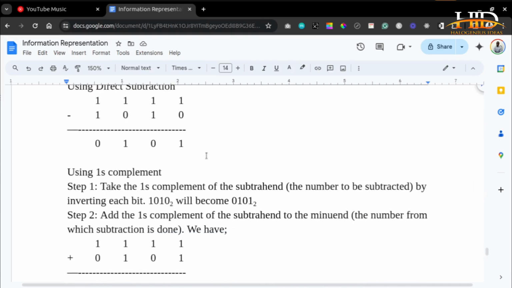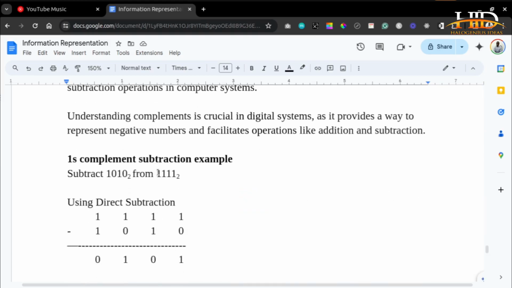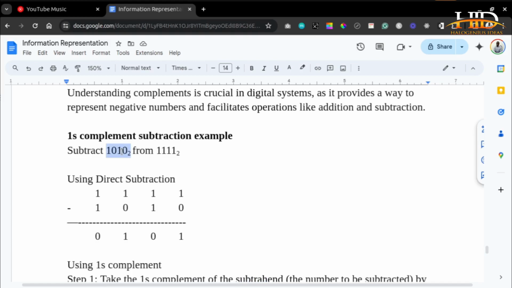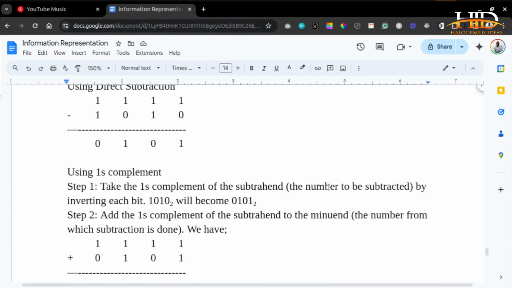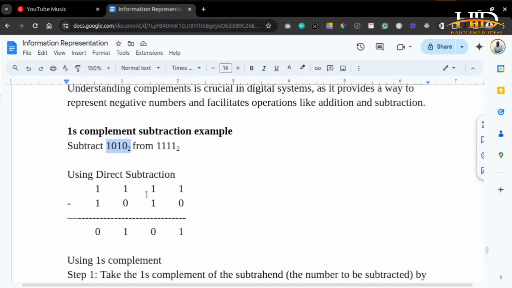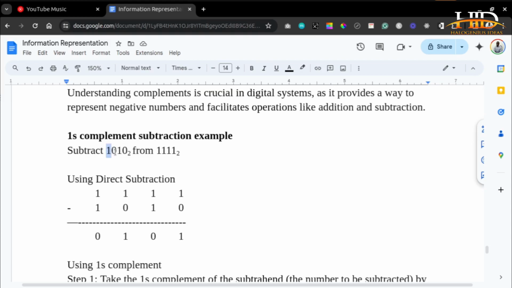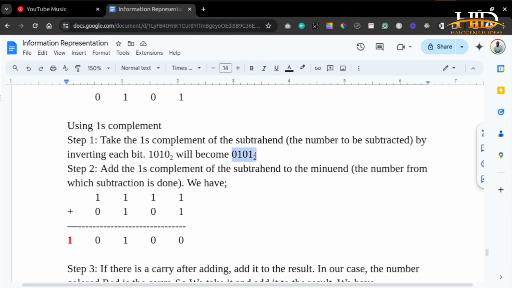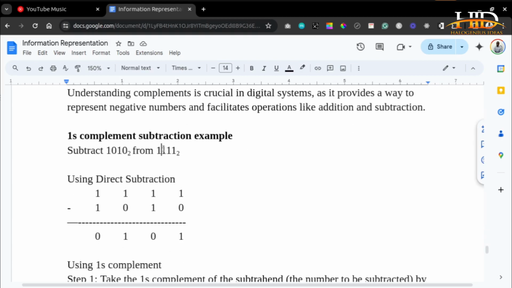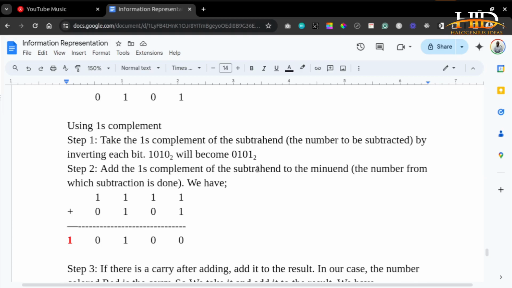Now, for us to use one's complement subtraction, you take the one's complement of the subtrahend. The subtrahend is this one, which you want to subtract from the other one. So take the one's complement of it by inverting each bit. So basically, this is going to be 0, 1, 0, 1, which is what I have here. After that, add that one's complement of the subtrahend to the minuend. This is the minuend over here. Then add the one's complement of this to this.